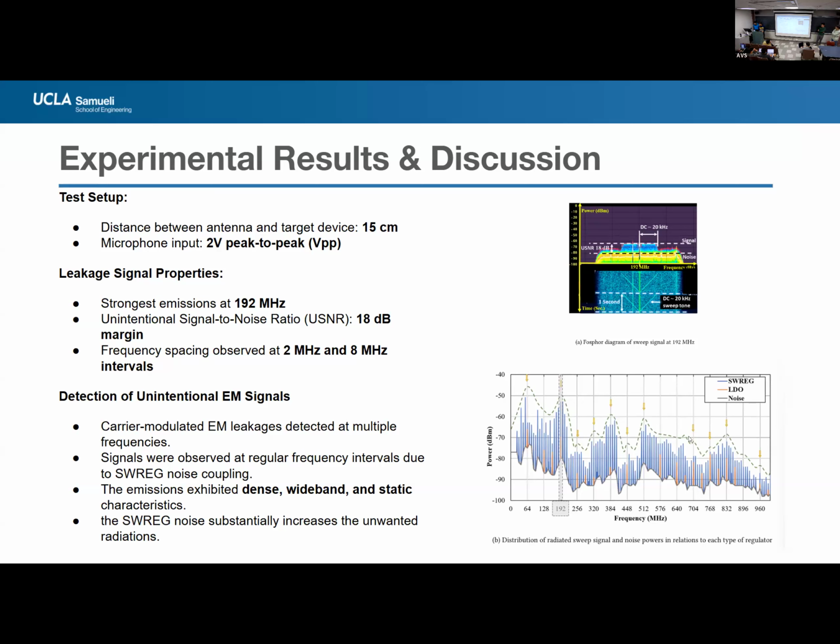Here, if you compare these two figures for the LDO and switching regulator, we can see that at these special frequencies, the switching regulator has a lot of power in the noise. So it means that the electromagnetic leakage in the switching regulator is too much, and it is vulnerable to this attack.